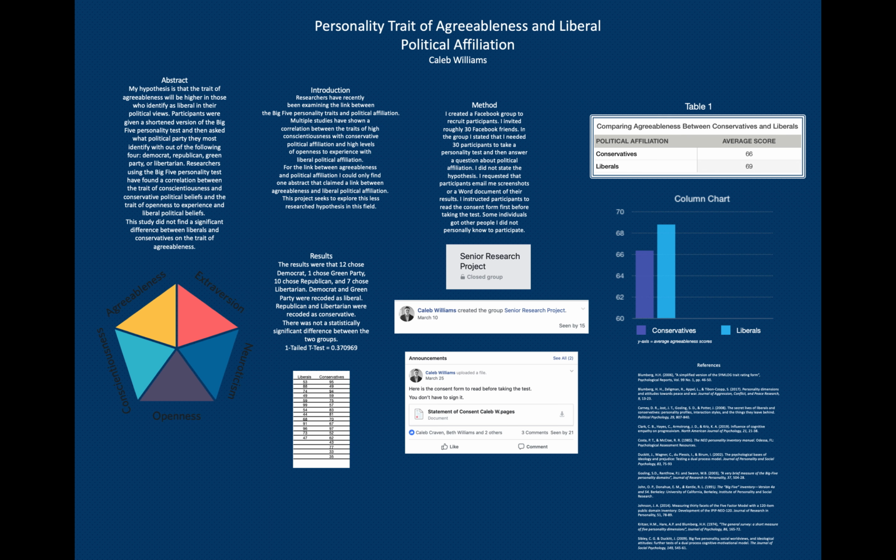Researchers using the Big Five personality test have found a correlation between the trait of conscientiousness and conservative political beliefs, as well as the trait of openness to experience and liberal political beliefs. My study did not find a significant difference between liberals and conservatives on the trait of agreeableness. While previous studies have found that conscientiousness is correlated with conservative political beliefs and openness to experience with liberal political beliefs, I was interested in whether there was any correlation between agreeableness and political affiliation.